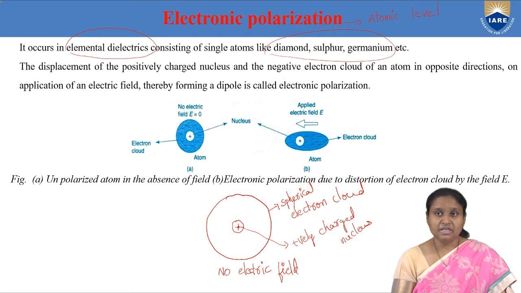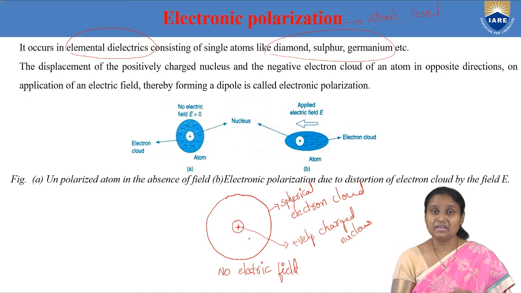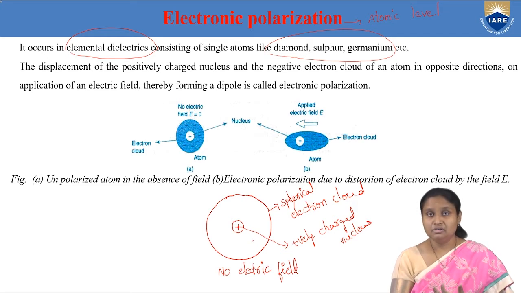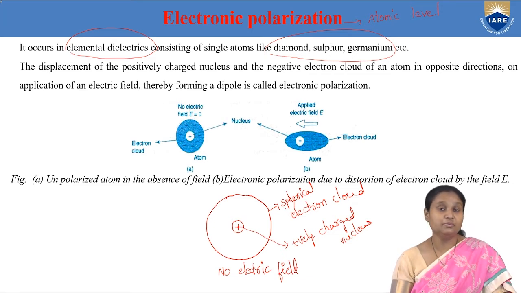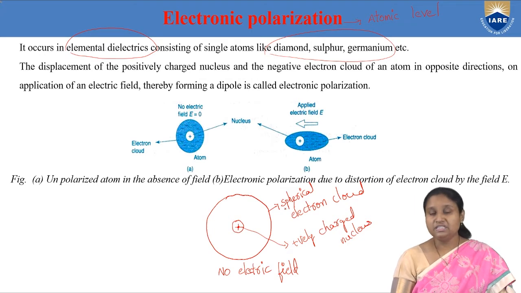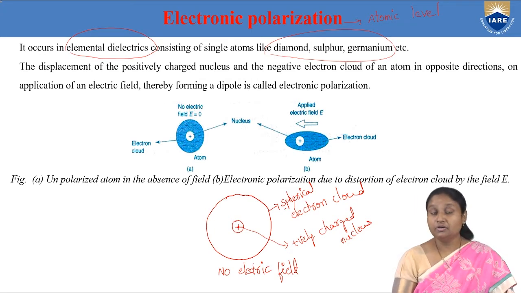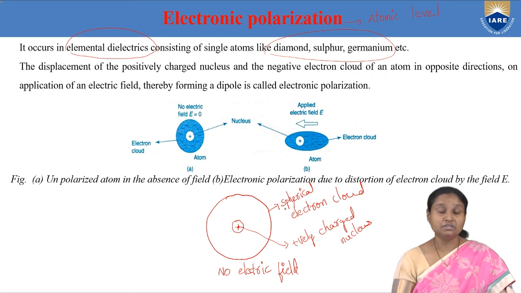Now, to such a system or atom, if we apply an electric field, what we observe is that the nucleus won't move from its position because it is heavy. Because the nucleus is heavier, it is not going to move. But the electron cloud, because it is lighter than the nucleus, will get displaced from its original position. In which direction? The electron cloud will move in the direction opposite to the applied electric field.